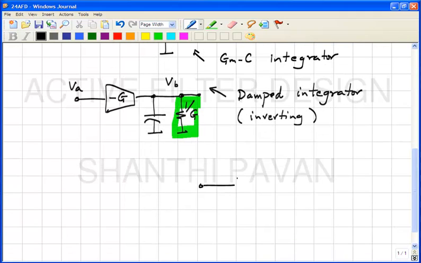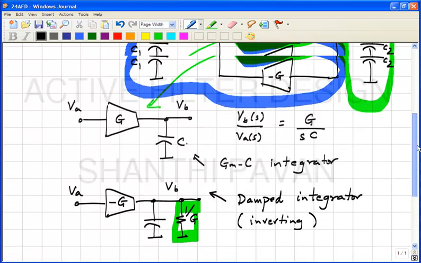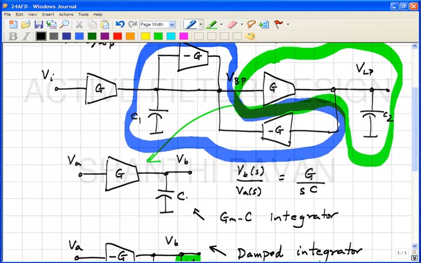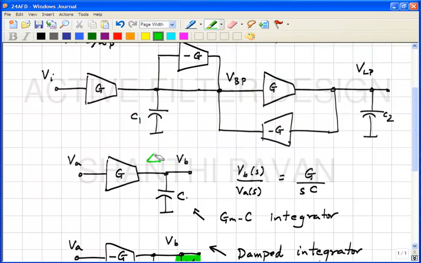VBP is being integrated to give VLP. Okay, all right. And what else is happening? And what is happening here? Please note that the sum of VLP and the input, what is happening here?